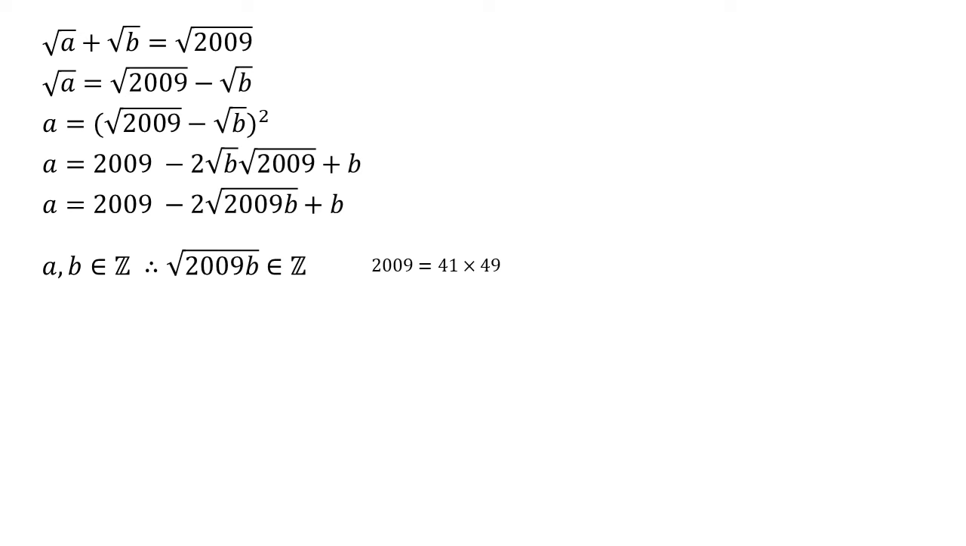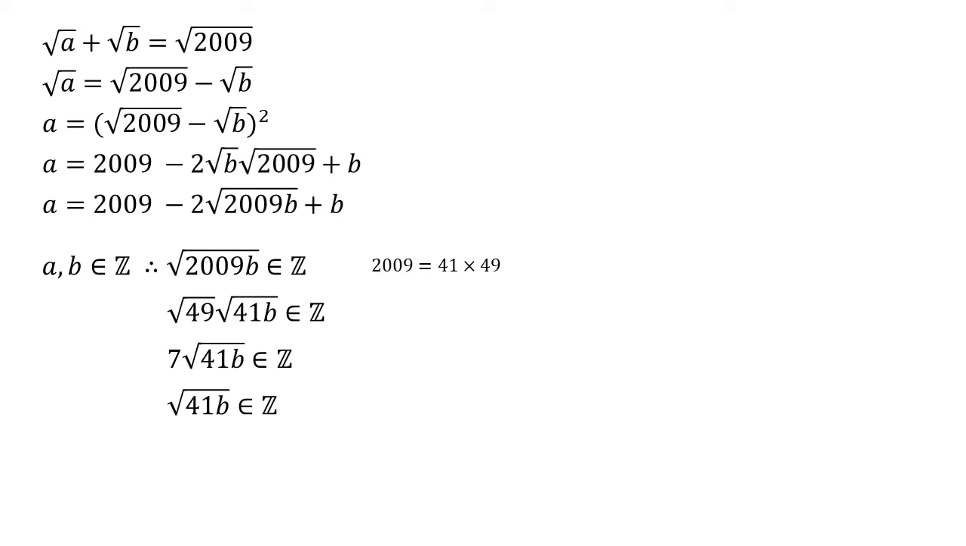Now 2009 is equal to 41 times 49. Bit of a tricky sum that one, but you can check it for yourself. So we can split that up into root 49 times root 41b, which must still be an integer because it's the same number. Root 49 is 7, so 7 root 41b is also an integer, and by similar reasoning to above, if that's an integer, then root 41b must also be an integer.